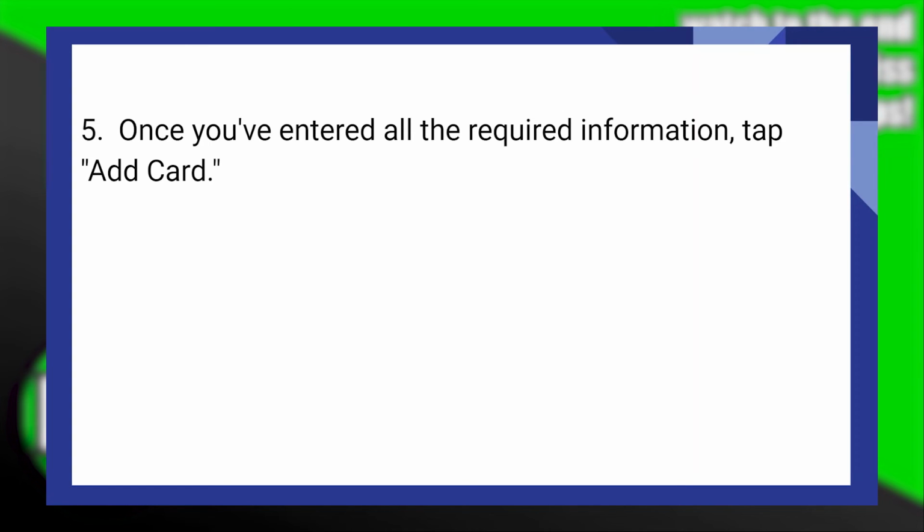Read and accept any terms and conditions presented to you. Once your Capital One card is successfully added, you should see it listed among your linked bank accounts and cards in the Cash App. You can now use your Capital One card with the Cash App to send money, receive money, make purchases, or withdraw funds from ATMs if your cash card is enabled.